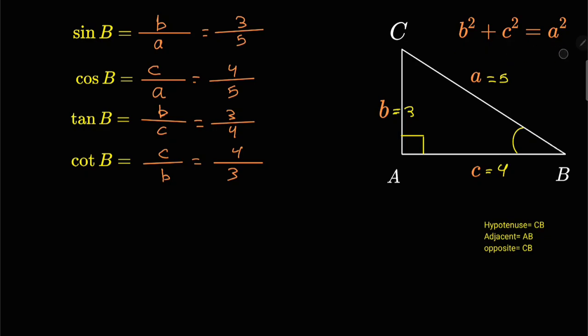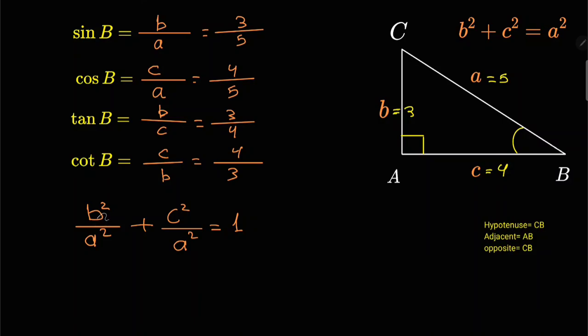If we take the Pythagoras identity, b squared plus c squared equals a squared, and divide both sides by a squared, we get b squared divided by a squared plus c squared divided by a squared equals a squared divided by a squared, which is 1.